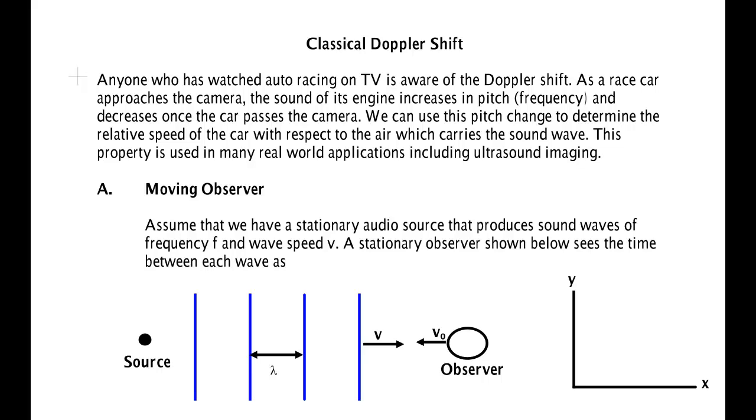Anyone who's ever watched an auto race or listened to a car when its horn is sounding as it comes toward them or away from them is aware of what's called the Doppler shift. The frequency of the sound that you hear changes, whether the car is emitting that sound from the engine, for instance, in a car race, coming towards you or away from you. It can also happen, since all motion is relative, whether you're going toward them or away from them.